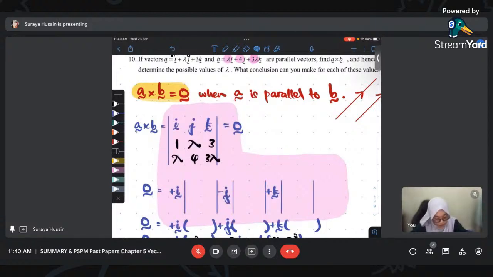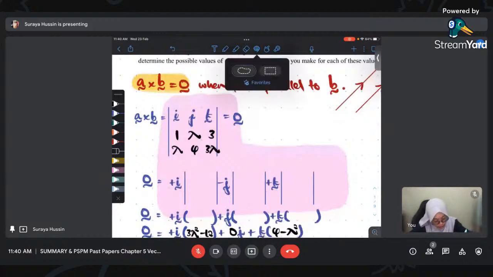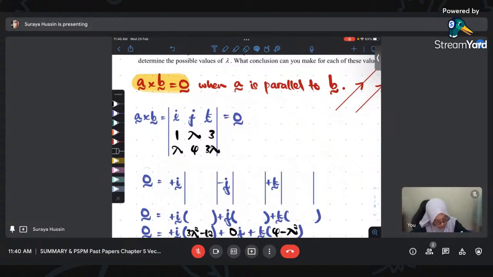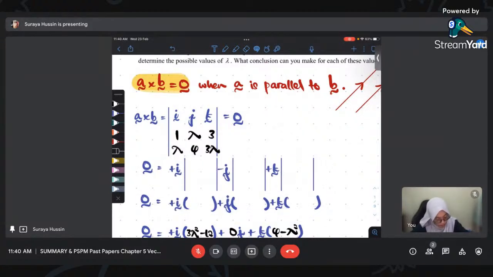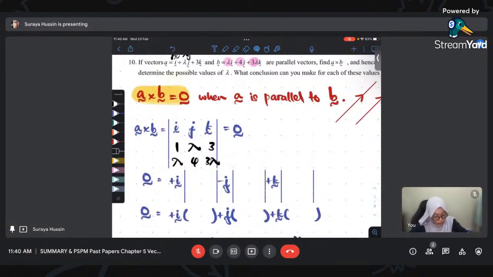Jalan kerja. Okay, jalan kerja. So, sekejap I need to bring this up. Senang sikit nak tulis. So, untuk menyelesaikan A cross B, it's good if you put a rangka. Saya ini cara saya. It's up to you guys, but this is my way of remember, okay?